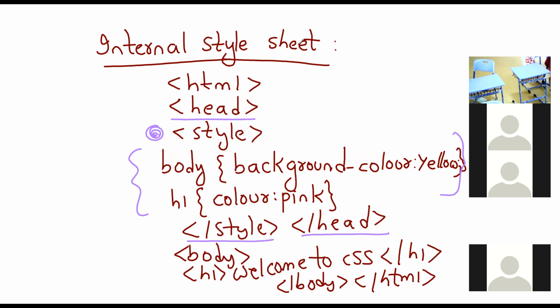H1 is what we have mentioned here, color pink. Coming to the body, what is the text we are going to enter in H1? That is Welcome to CSS, right? So the background will be in yellow color, whereas the heading will be in pink color. This is the internal style sheet. Like this, we have mentioned body here and H1 here, right?